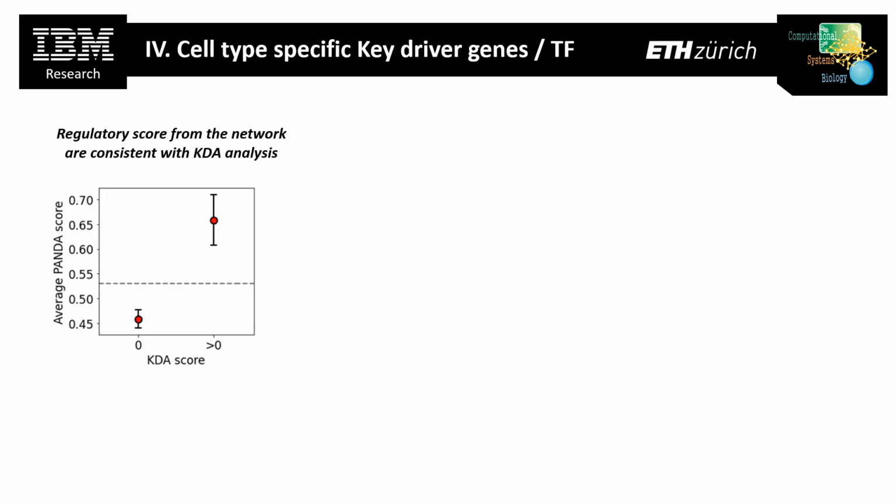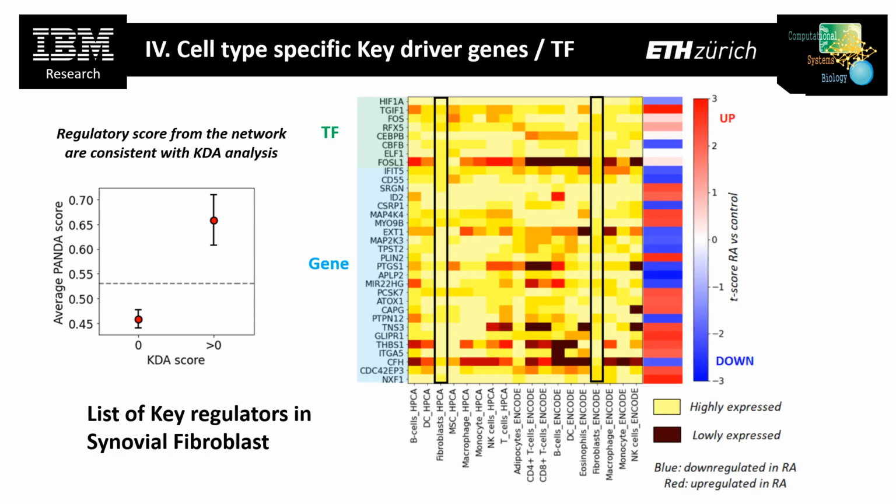And another thing I can show here is the correlation between the two methods I proposed: the key driver analysis score from the merge omics analysis and the PANDA score from the gene regulatory network analysis. We can see that if a TF has a low key driver score, around 0, then it typically has a much lower score than if it was a key driver for the PANDA analysis. So this also confirms that our two methods are consistent with each other.